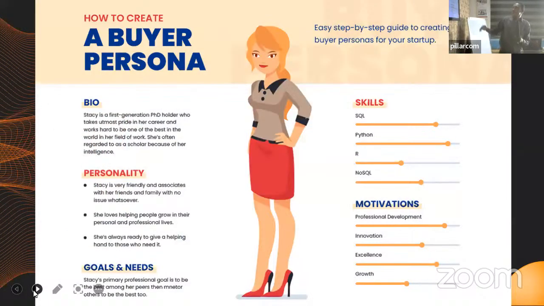So this buyer persona will really help your real estate business to go the extra mile. This is another buyer persona. Stancy is a first generation PhD holder who takes utmost pride in her career. She has a family, she loves helping people, she has a goal, and she has skills in SQL and Python. She's a tech person, and she loves personal development. She's innovative and excellent, and she loves growth. These are the things that help us define individuals and know what to sell to them.